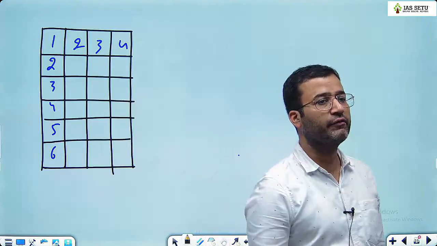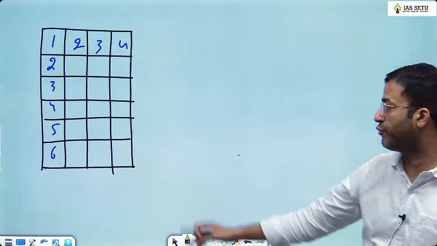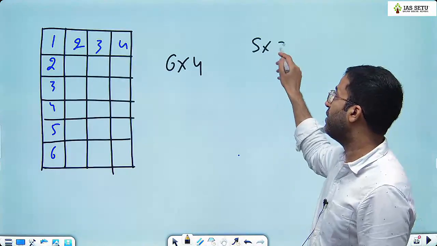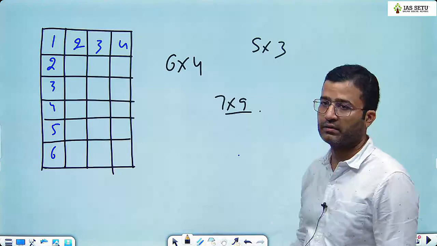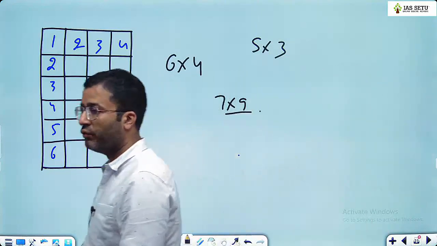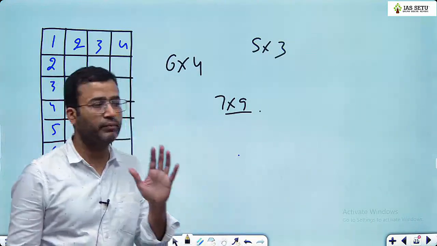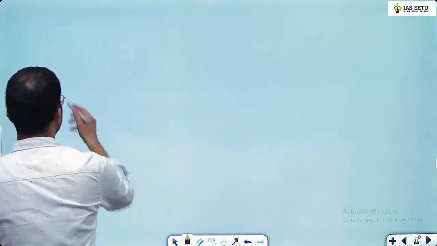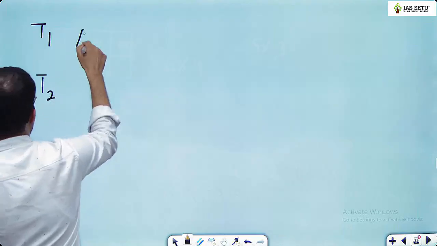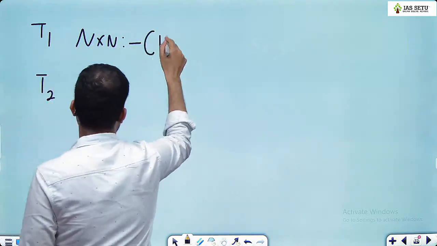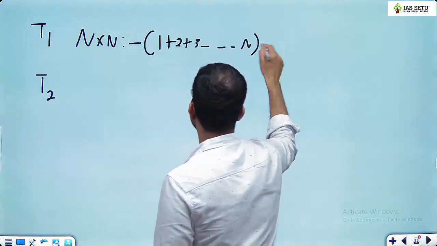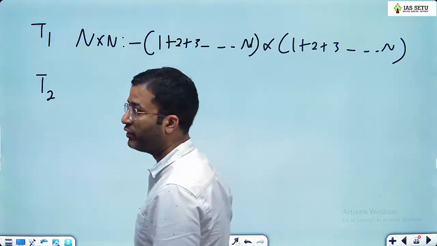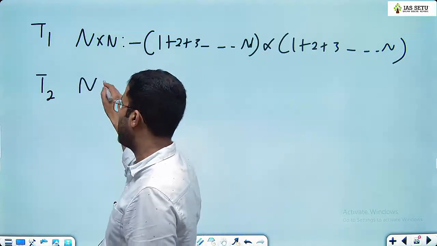Type 2 is for rectangles where the number of columns is not equal to the number of rows. This given figure 6 by 4, maybe 5 by 3, maybe 7 by 9, maybe 8 by 10, where the number of columns is not equal to the number of rows. N by M figure. Once you know the first formula, the second formula is also easy. Type 1 in rectangle is an N by N figure. Your formula is 1 plus 2 plus 3 up to N into second bracket start 1 plus 2 plus 3 up to N. Second type will be where column is not equal to row, N by M figure.